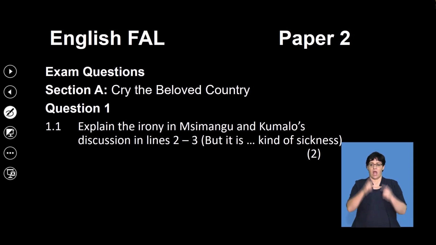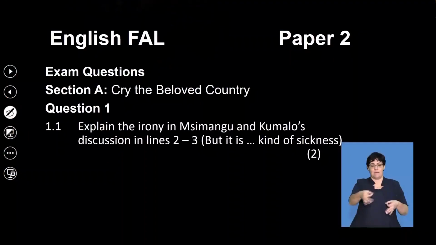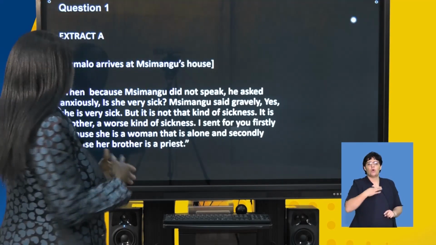Cry the Beloved Country. Now, we have taken an extract from your previous paper, and I would like for us to please take a minute and read this extract. This is an extract where Mr. Kumalo arrives at Mr. Msimangu's house. Obviously, he had been invited to come and find out what is wrong with the daughter Gertrude.